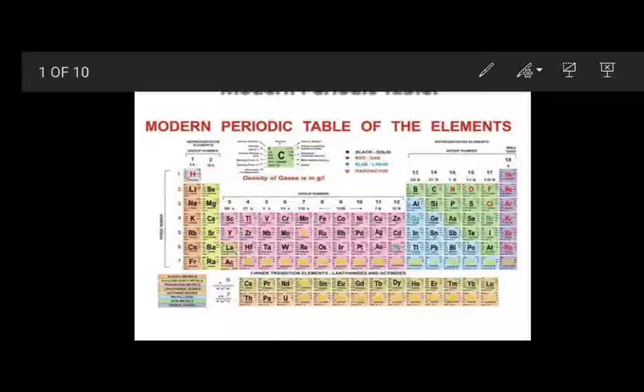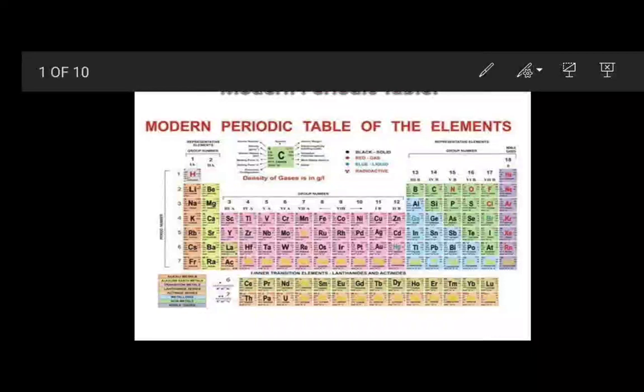Modern periodic table. English scientist Henry Moseley proved that atomic number is a more fundamental property of an element than its atomic mass. So, in the modern periodic table, the elements are arranged in increasing order of their atomic number. The modern periodic table contains 7 horizontal rows called the periods 1 to 7. The 18 vertical columns in this table are the groups 1 to 18.